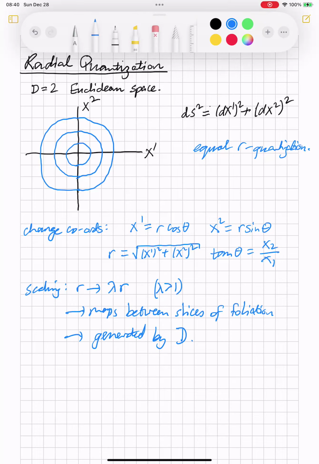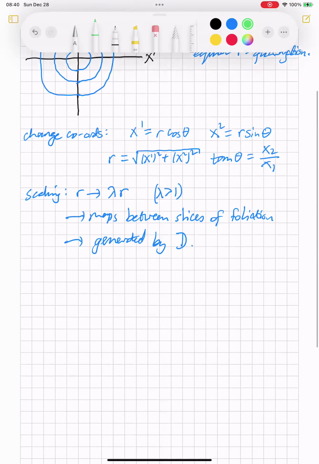Well, we can make things look a little bit more natural by doing a conformal transformation. So let's do that now. We're going to do two things. First, we're going to do a change of coordinates. And then we'll do a conformal transformation. And after we've done that, we'll get a much more natural picture of what's going on.